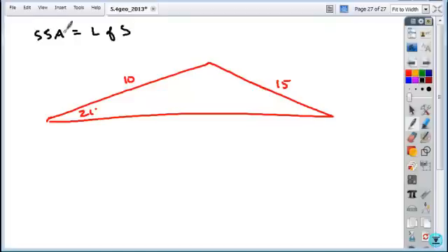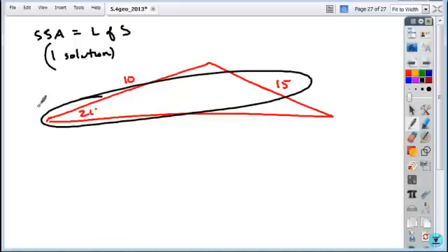So when you look at this, the longest side is opposite the given angle, so can we hinge this and create another triangle inside here? No. So there's just going to be one solution. And so now you can begin, and we begin by using the law of sines. So we have our set ratio right here, okay?